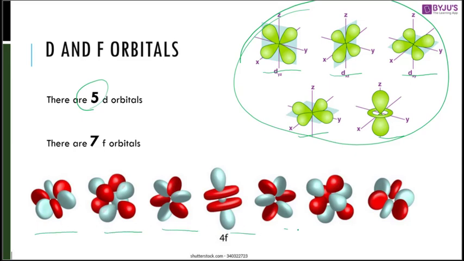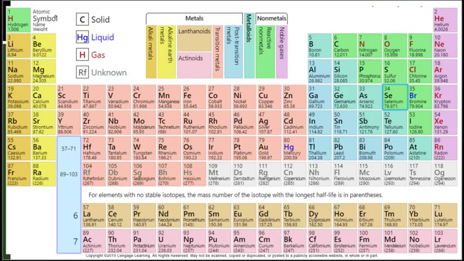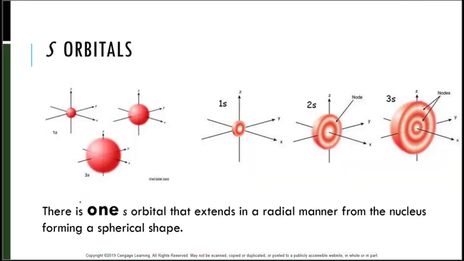1, 2, 3, 4, 5, 6, 7. There are 7 f orbitals. Now if you look at your periodic table, the elements found in my s orbital are these guys. And I told you that there is 1 s orbital. 1 orbital can hold 2 electrons.